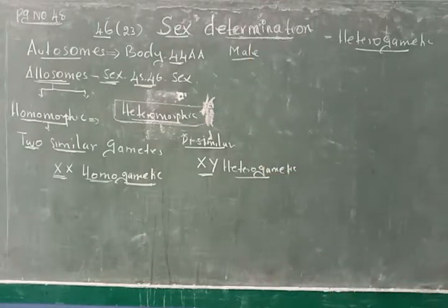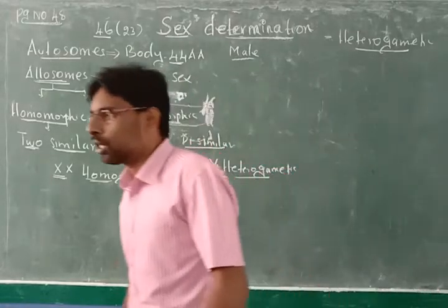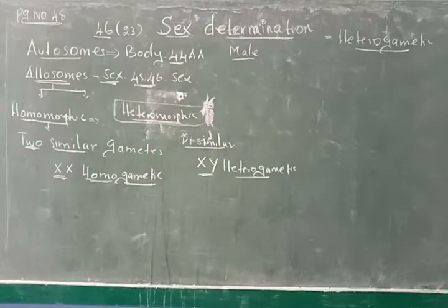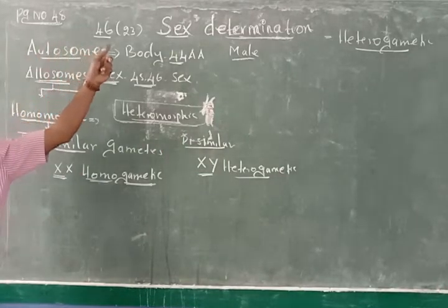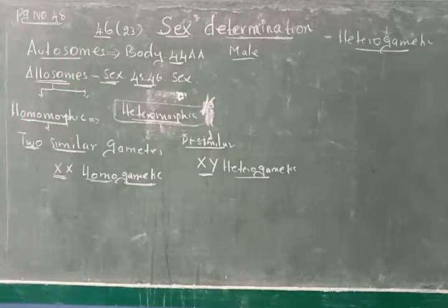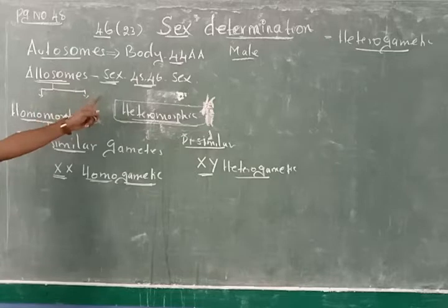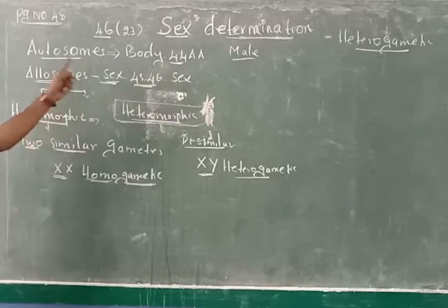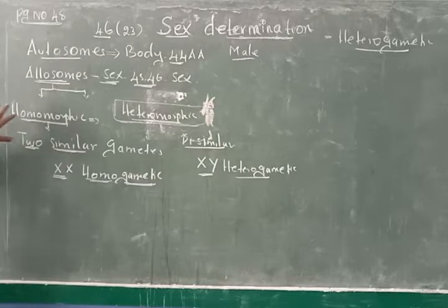Now, I'll just come back once again. So far we are discussing sex determination. When you talk about sex determination, we are talking about two different sets of chromosomes. One is called autosomes, otherwise called body chromosomes. Out of 46 chromosomes, 44 are autosomes, and the last pair comes under allosomes. Allosomes will always have the sex chromosomes in them. They decide the sex.